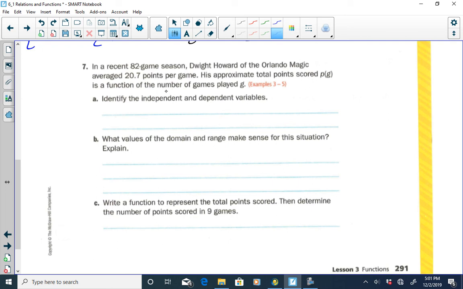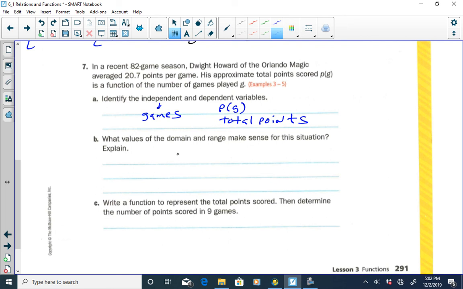Identify the independent variables. Your independent variables are your inputs. Those are your games, so that's going to be your games, or your G. Your dependent variable is your P of G, or your dependent variable is going to be what? Total points, however you want to describe that. So the number of games are your inputs or independent variable, or your domain values. Your dependent variables or your outputs or your range values are going to be your total points.